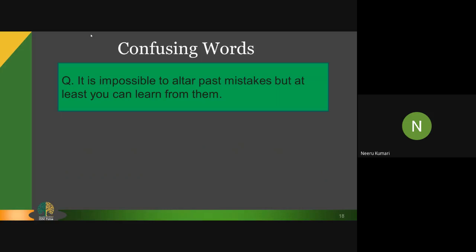It is impossible to alter past mistakes, but at least you can learn from them. Now, in this particular sentence, there is a word which is wrongly put. You should identify the wrongly spelled word or the confusing word and then correct it. I think each one of you must have attempted this. The answers are ready with you, and here I come up with the solution.